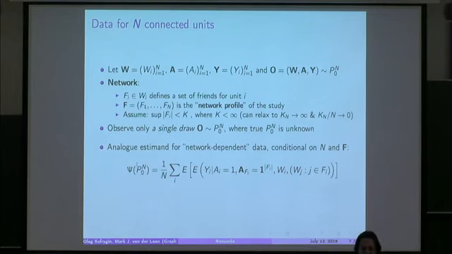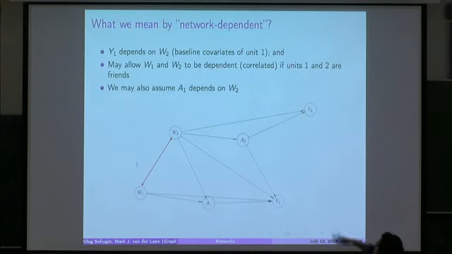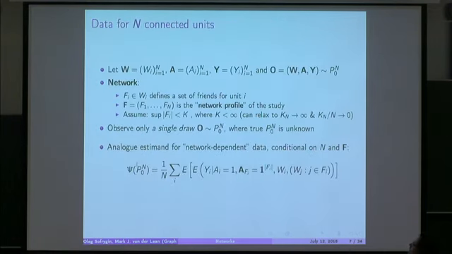And we assume that for each person, we record a set of friends. Those are the units from which unit i can receive input, as I just described on the previous slide. So we observe this network. The entire collection of these sets on all units is referred to as the network profile.